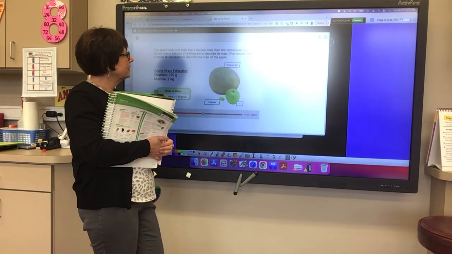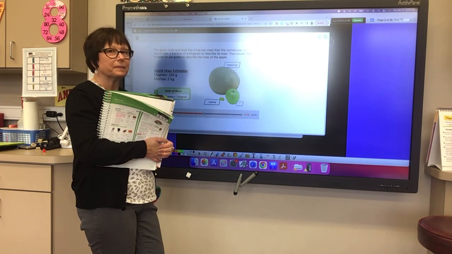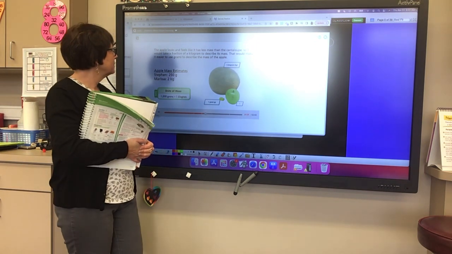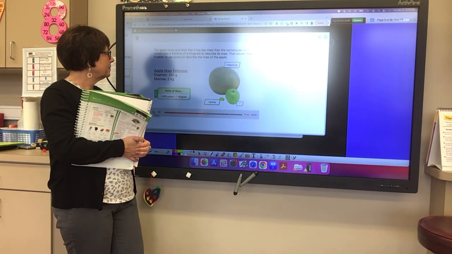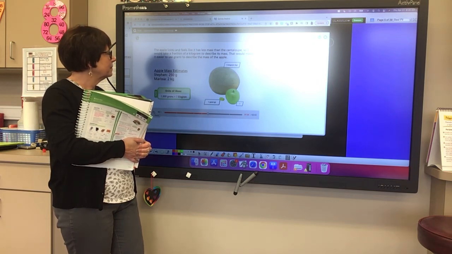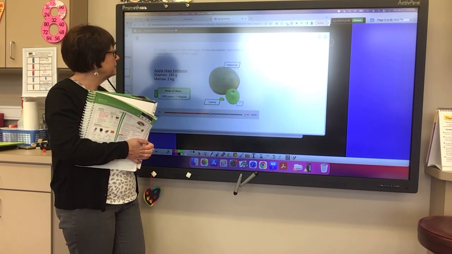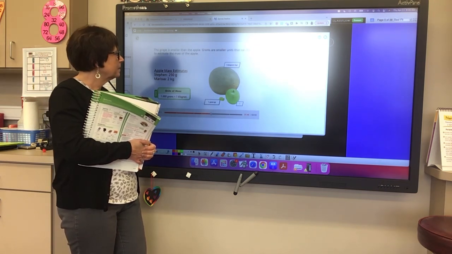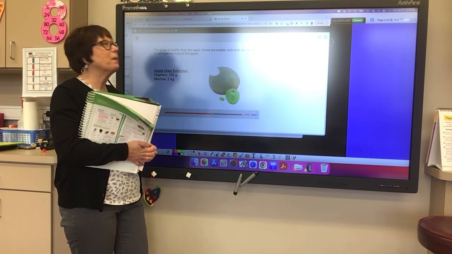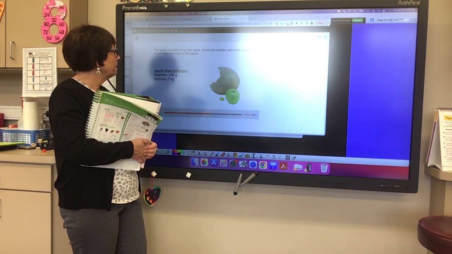The apple looks and feels like it has less mass than the cantaloupe, so it would take a fraction of a kilogram to describe its mass. That would make it easier to use grams to describe the mass of the apple. The grape is smaller than the apple. Grams are smaller units that can be used to estimate the mass of the apple.